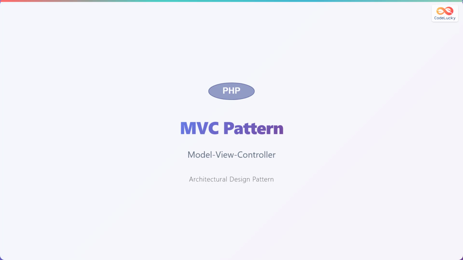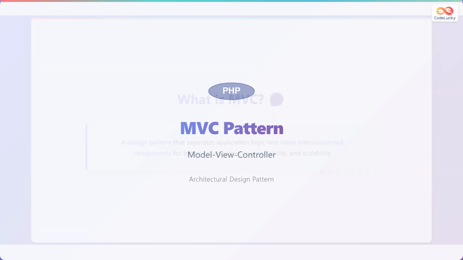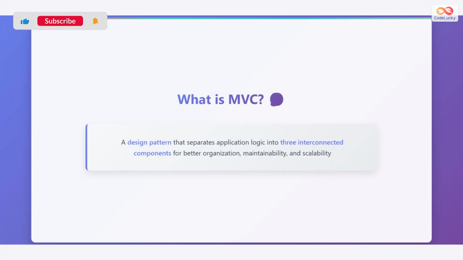Let's explore the Model View Controller, or MVC pattern. This is an architectural design pattern commonly used in software development. So, what exactly is MVC? It's a design pattern that separates application logic into three interconnected components. This separation promotes better organization, maintainability, and scalability of your code.